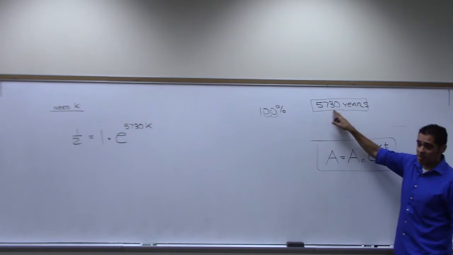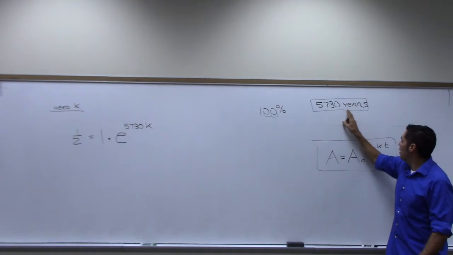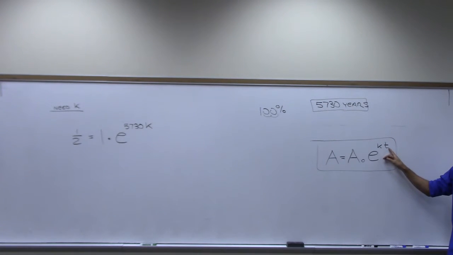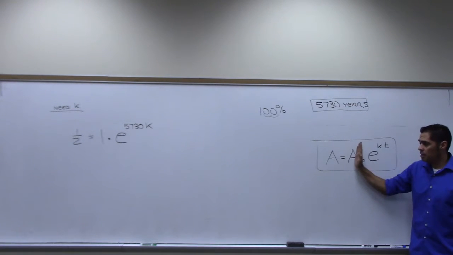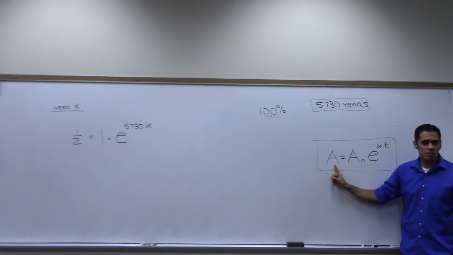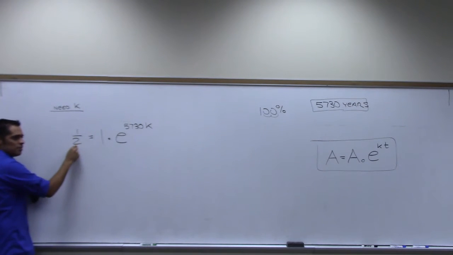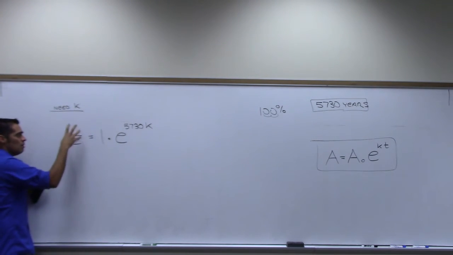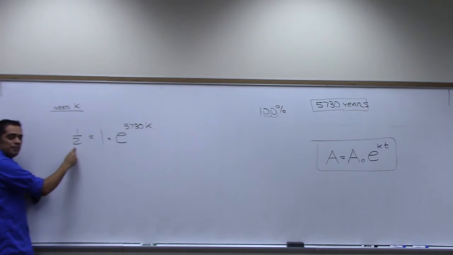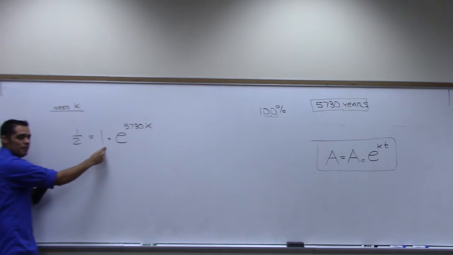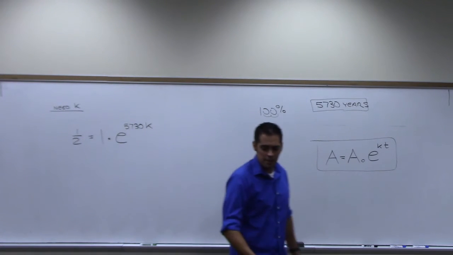To say that carbon-14 has a half-life of 5,730 years means that if T is 5,730, and we started with an initial amount of 100%, the ending percentage should be half of that. So half of 1 is this. It should take this long, this is T, to get half of your carbon-14 from an initial amount of 1. And do you notice there's only one variable in here? K? Can you solve for K?